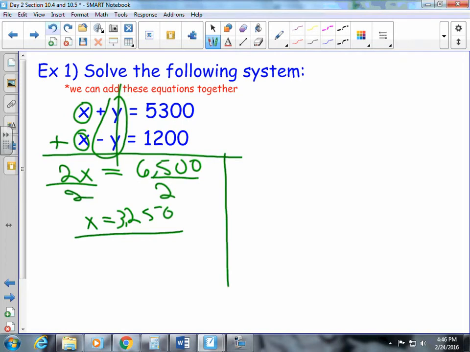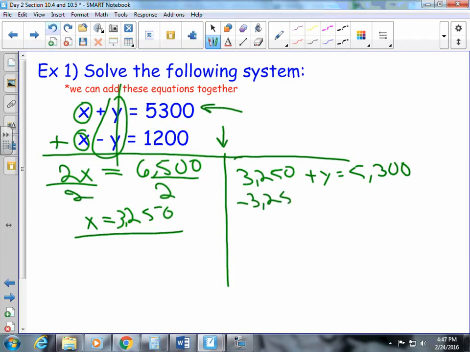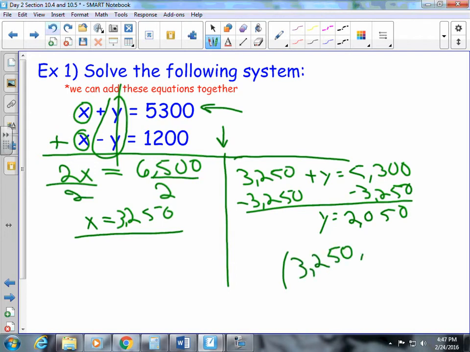The way we find the answer to the second variable is exactly the same way. Again, please try to keep the formatting that I'm showing you. Draw a little line in between the 2 steps. If I know that x is equal to 3,250, now I'm going to plug that in for x and use the top equation. 3,250 plus y is now equal to 5,300. Subtract 3,250 from each side, and I get y is equal to 2,050. So my coordinate pair here is 3,250, comma, 2,050.